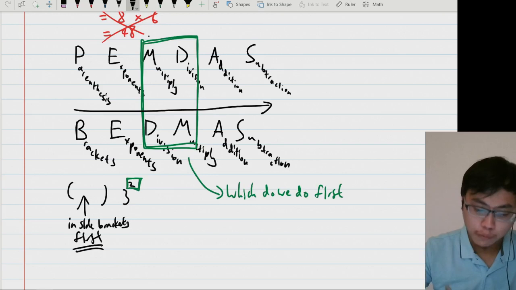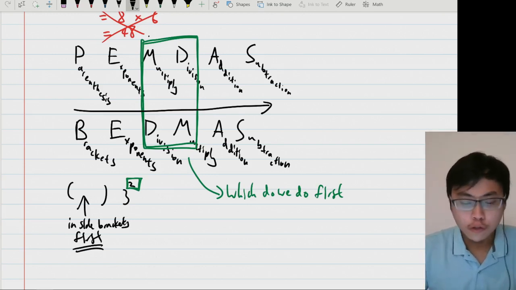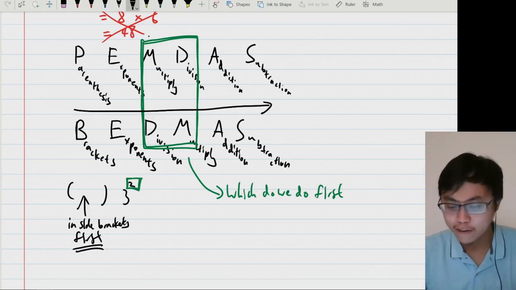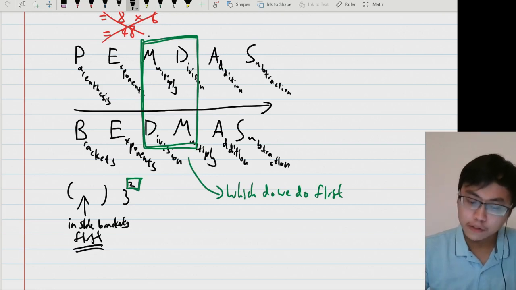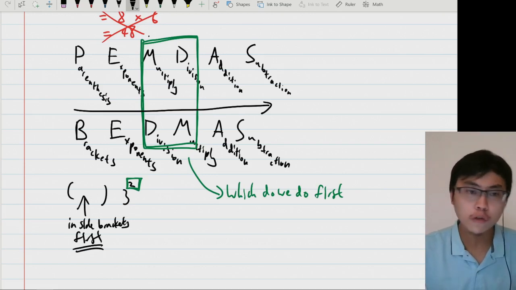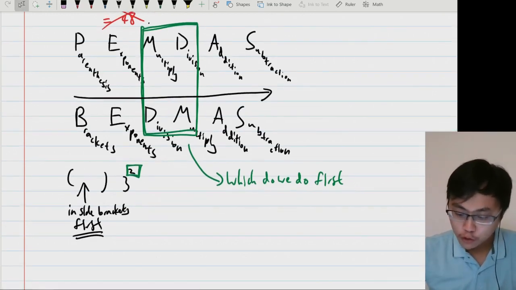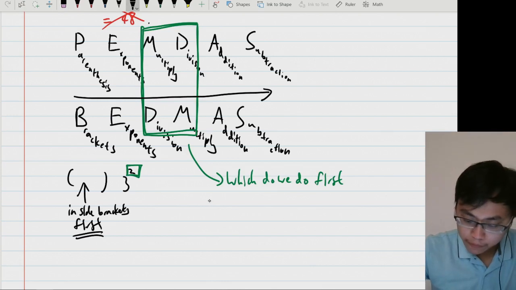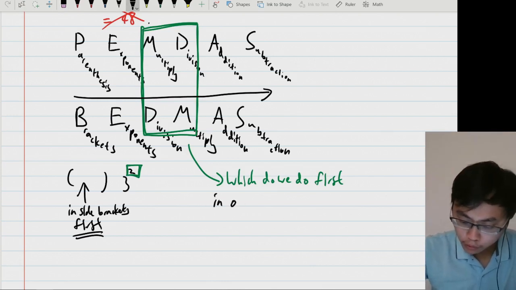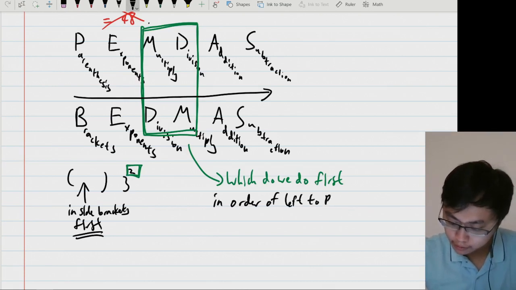And then afterwards, we would do the exponents next. Then, if you're used to PEMDAS, you would do multiply first, then divide, and then addition, then subtraction. But in BEDMAS, there is division first, then multiply. Which one do we do first? Do we do multiply first, or do we do divide first? The answer is it depends. We do it in order, from left to right.